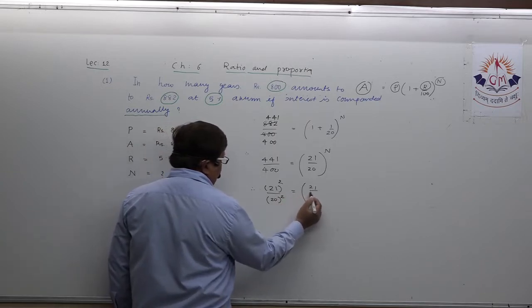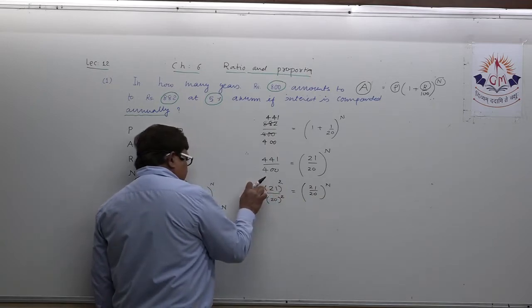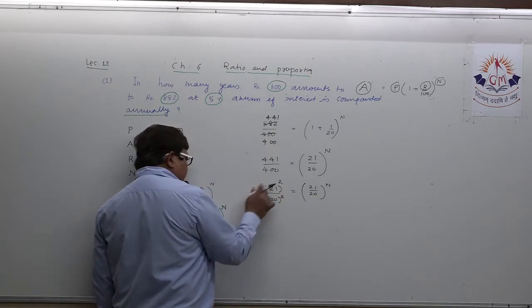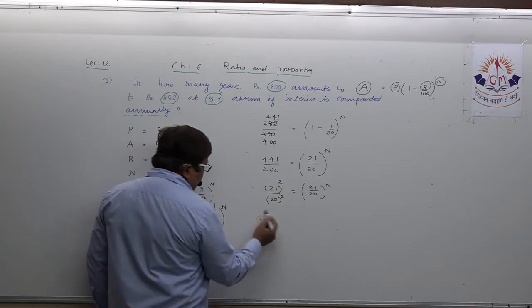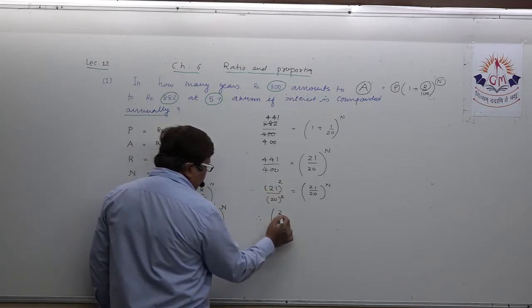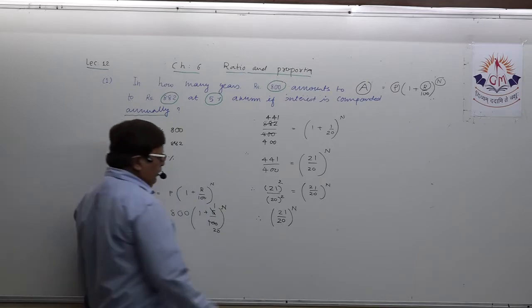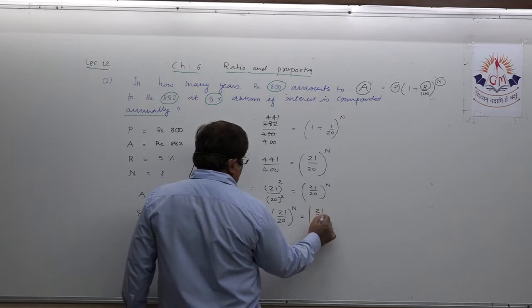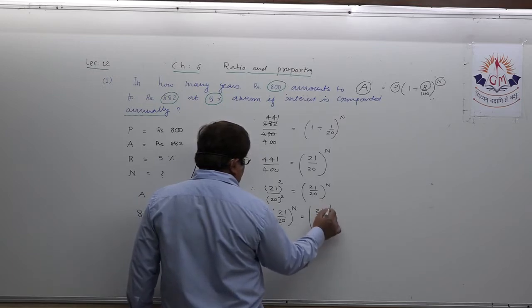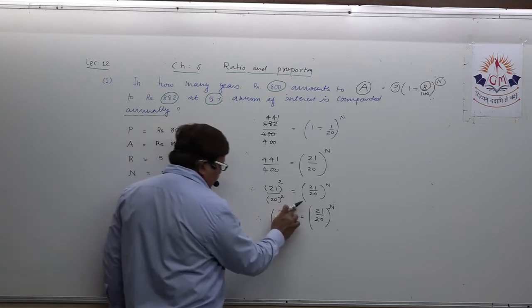Now the numerator and denominator both have the common power 2. So by the basic rule of maths, you all know I can write it in this way: 21 upon 20 raised to n, and on the right hand side 21 upon 20 raised to n.